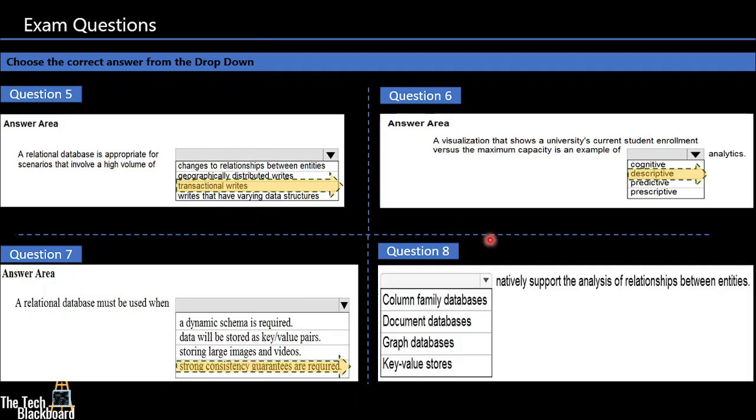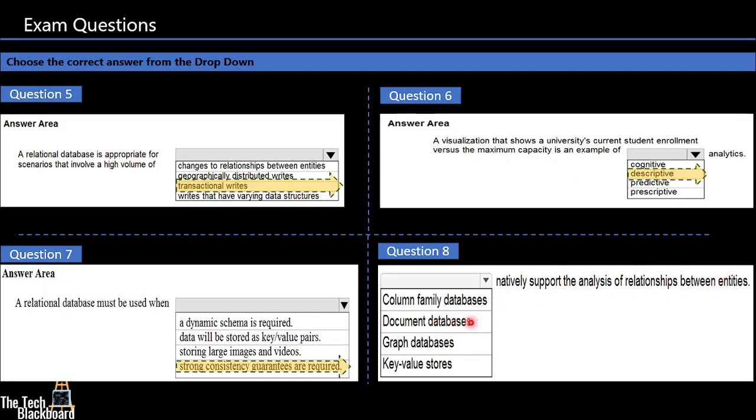Now let's look at the eighth question. The eighth question asks you to choose a database that natively supports the analysis of relationship between entities. The first option given is column family database. Now, column family databases are groups of related data that is accessed together. One example of a column family database is Cassandra. Now, column family database does not support relationship between entities.